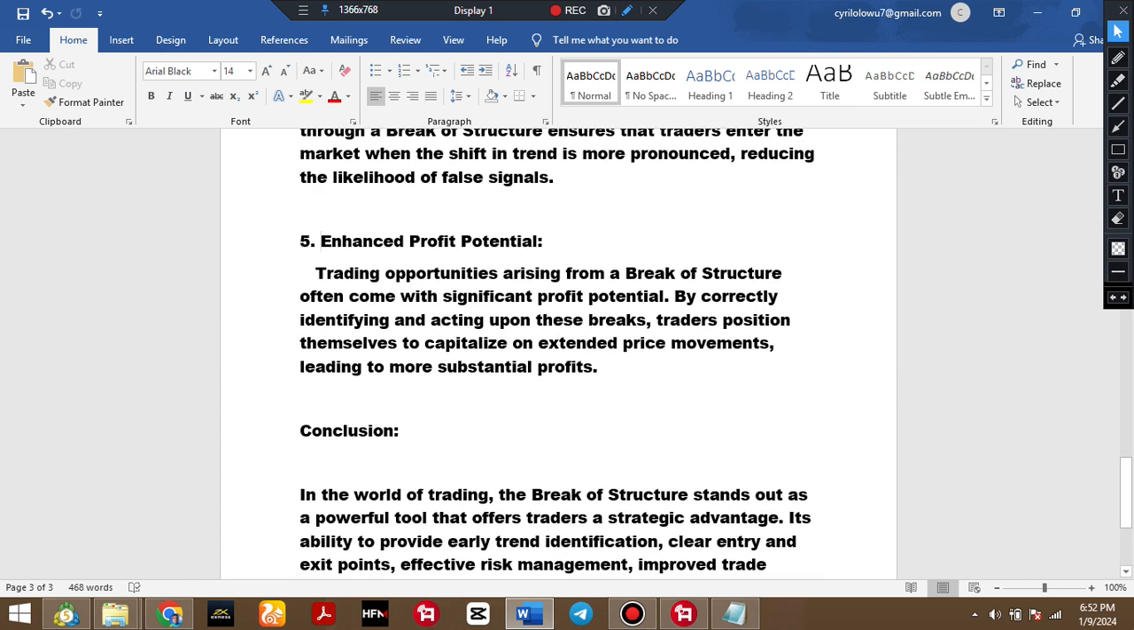Trading opportunities arising from a break of structure often come with significant profit potential. Like I've said earlier, by correctly identifying and acting upon these breaks, traders position themselves to capitalize on extended price movement, leading to more sustainable, substantial profits rather. So this is the advantage.